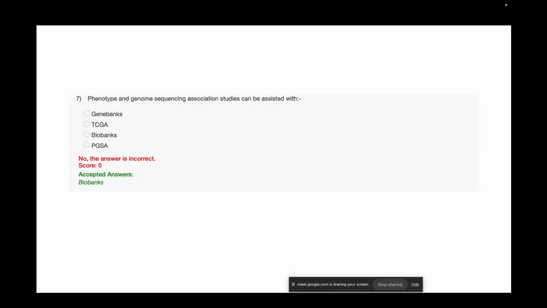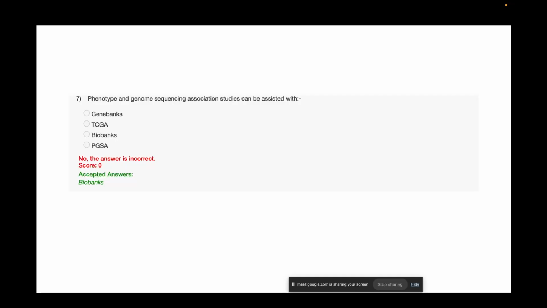Okay, the answer is biobanks. So basically, for this kind of study you need to collect phenotypes and you also need to collect genome samples. They collect blood samples, sequence the genome from the blood cells, and use the phenotype values to do genome-wide association studies, right? Along with that they store these biospecimen samples in biobanks. So in large biobanks you'll see that.